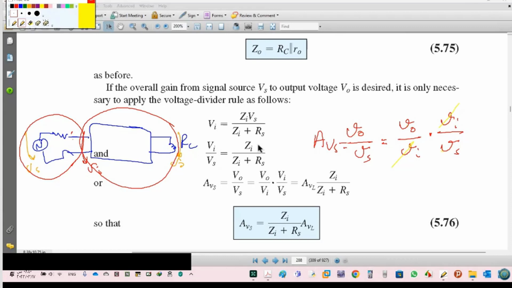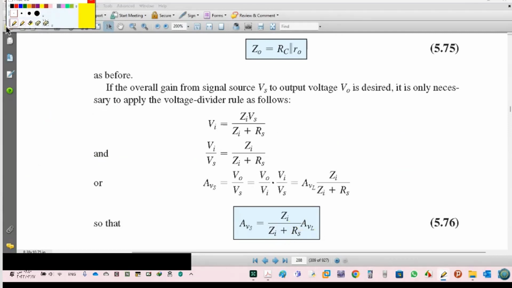That's the idea. So AVS, as I explained before, is ZI over ZI plus RS multiply AV load. And I explained before, if you remember this one. So AVS, you have to calculate ZI, then ZI over ZI plus RS multiply AV load. Any question for this until now? Is it clear?